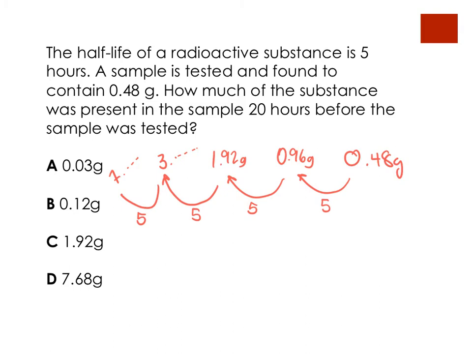Let's go look at the answers first. Well, if I was getting a sample 20 hours before I had the 0.48, there's no way it could have been A or B, because that's less. And this is decay, so I must have had more than 0.48. And now here's where they're tricking or making sure that you understand the idea of half-life. If you just went back so many numbers, you wouldn't have got the right answer. And now I know what my dots are supposed to be, 0.68.